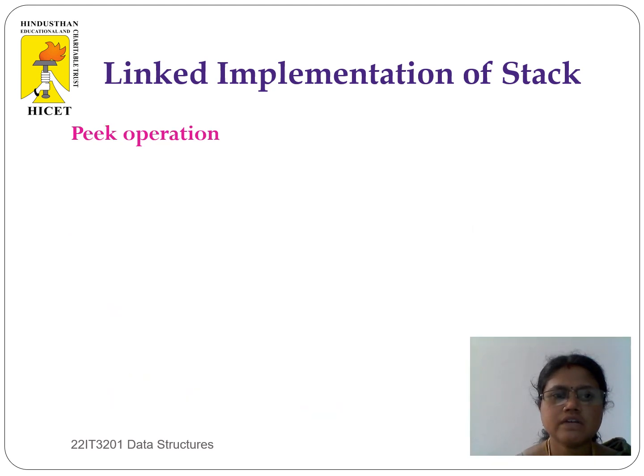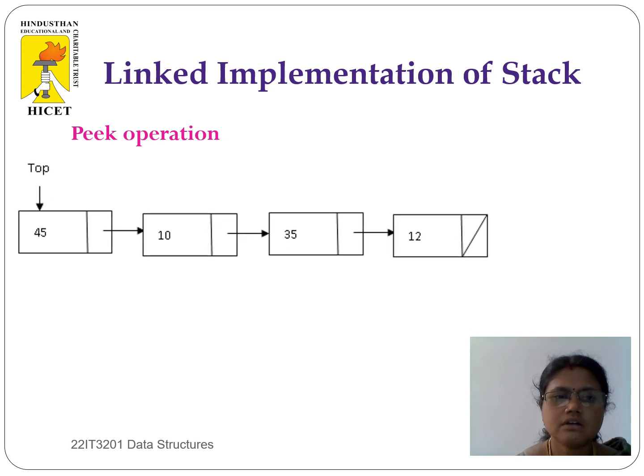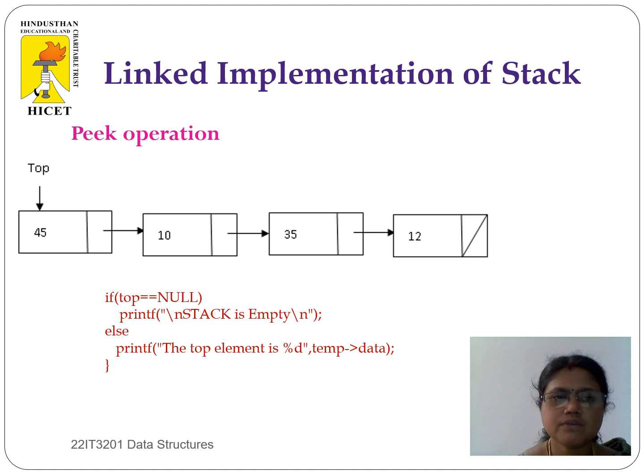Peek operation in linked implementation of stack. As we know, peek operation is just displaying the topmost element of the stack. So it is enough if we just display the data which is being pointed to by the top pointer. Before doing the peek operation, we have to check whether the stack is empty or not. For checking the stack emptiness, check whether the top is equal to null. If the top is equal to null, it means that our stack is empty and we don't have any content to display. If not, we can just display the top element of the stack by making use of top of data.